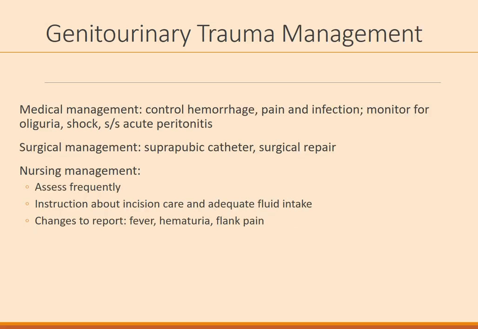Trauma management. So medical management is going to control the hemorrhage, control the pain and infection, monitor for oliguria, monitor for shock, and signs and symptoms of acute peritonitis. Surgical management is going to be a suprapubic catheter or surgical repair.